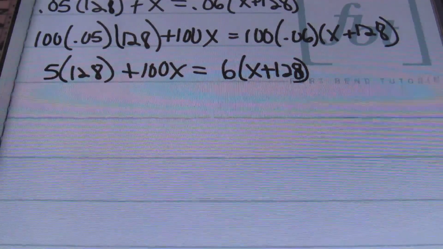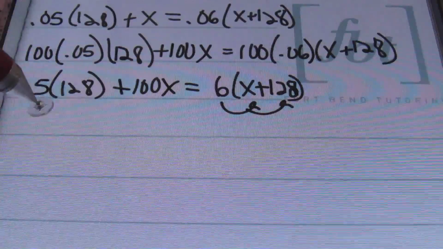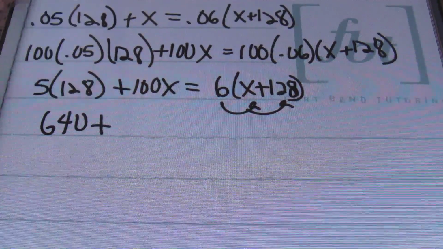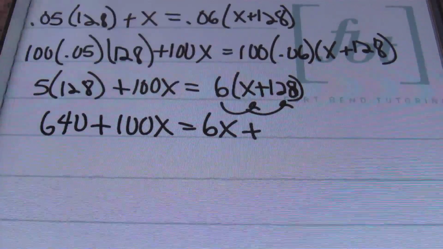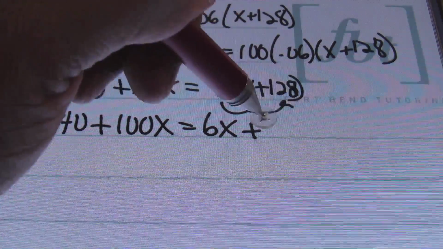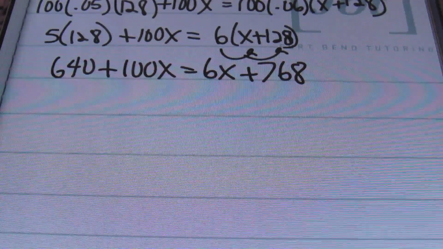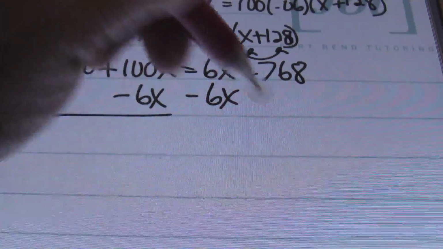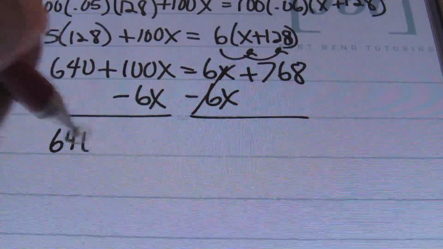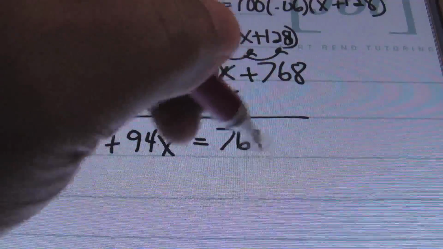From there, I'll be distributing, ladies and gentlemen. I have my arrows popping for the 6 right here. So now that I have my arrows popping over here, ladies and gentlemen, 5 times 128 gives me 640 plus 100x equals 6 times x, which is 6x, plus multiplying 6 times 128 gives me 768. All right, from there, ladies and gentlemen, we will be getting our variables on one side of the equal sign. So I'm going to do the following. I'm subtracting 6x from both sides. So I'll be bringing down 640 plus 94x is going to equal 768.